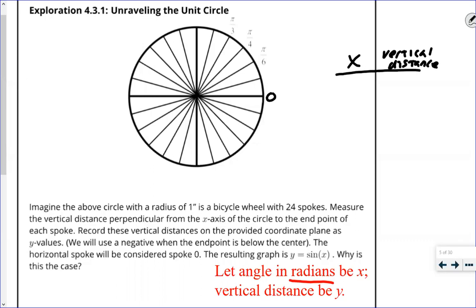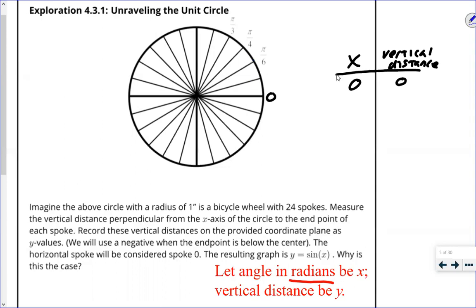So if I make a table of values where X is the angle in radians, and Y is the vertical distance from the end of each spoke. Again, these are just off the unit circle values. So when X is 0, the vertical distance to the X-axis at that point is 0. Doesn't take a whole lot to see that. But if you start moving to a different spoke, let's go to pi over 6. Well, we know just from the unit circle that vertical distance is the Y value, and we know the Y value at pi over 6 is 1/2.